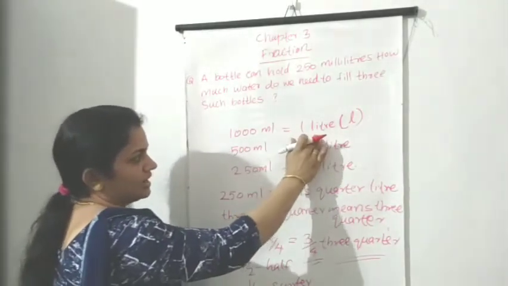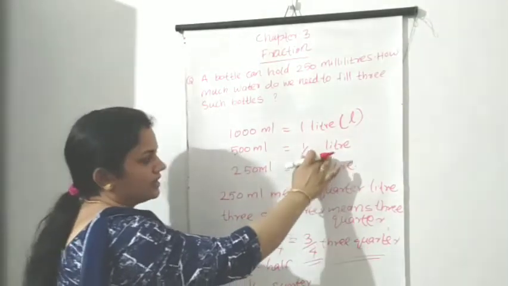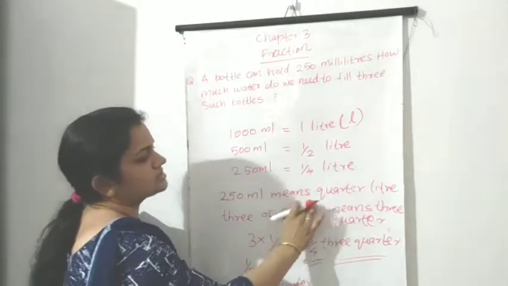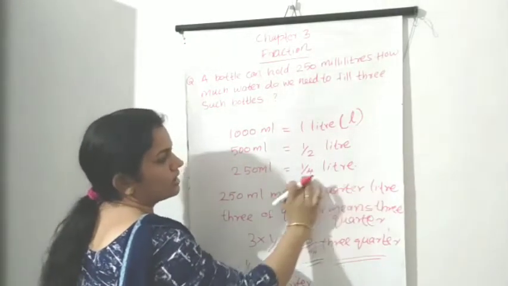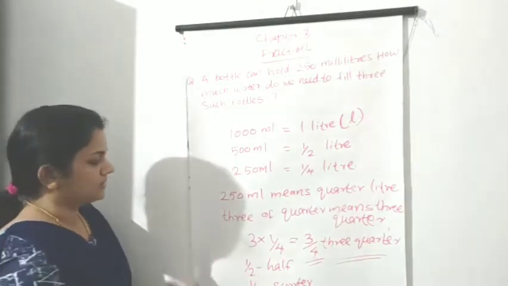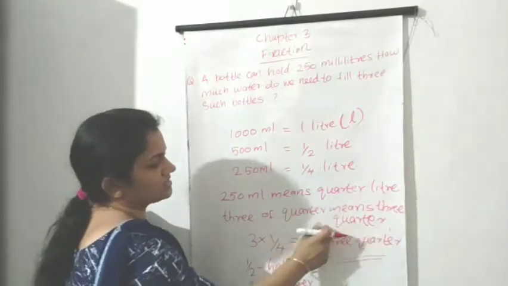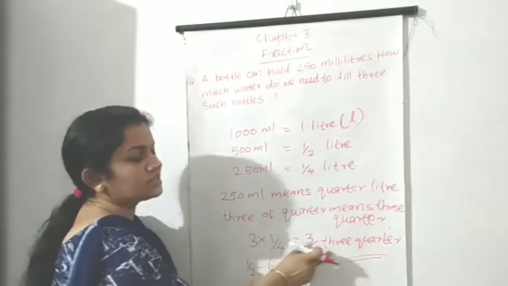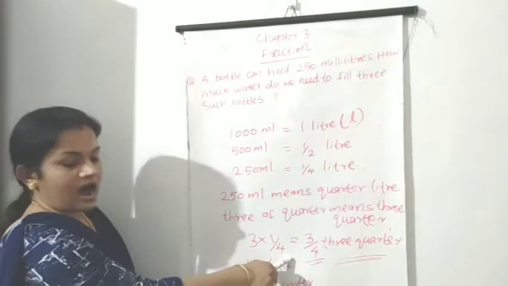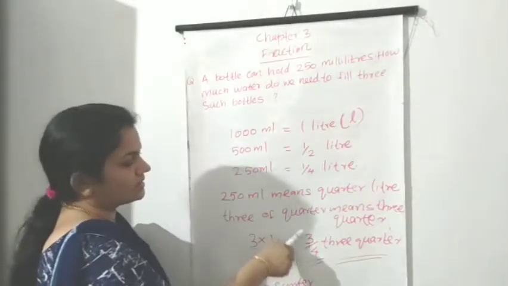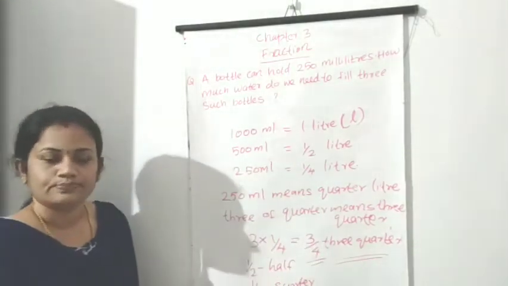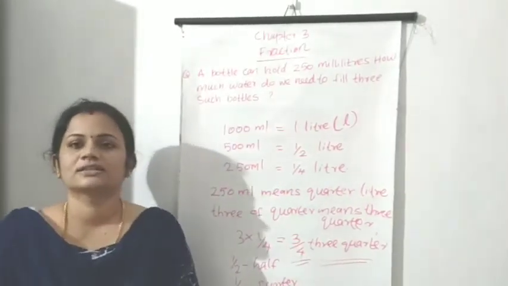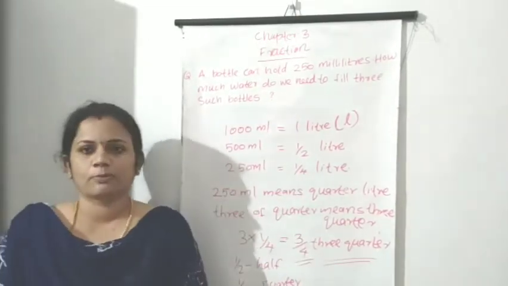1000 milliliter equal to 1 liter, 500 milliliter equal to half liter, 250 milliliter equal to 1 by 4 liter, means quarter liter. So next one, the 3 of quarter means 3/4. 3 into 1 by 4 equal to 3 by 4. 1 by 2 half, 1 by 4 quarter, 3 by 4 3/4. Understood all? You just learn all these units by heart. Okay, understood this problem.